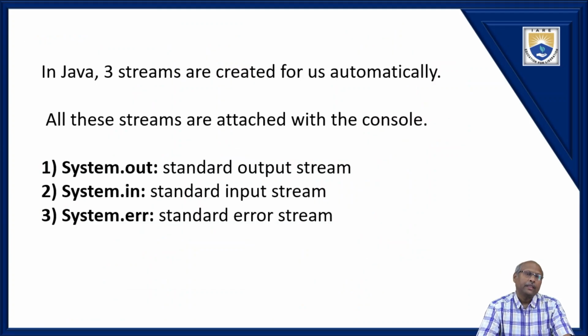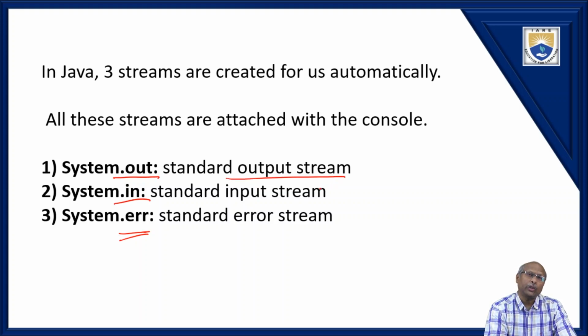And remember, in Java, 3 streams are created automatically for every program. As soon as you create a program, the program will be linked with 3 streams: one is output stream, next is input stream, one more is error stream. The output stream will allow you to write. If you want to display anything on the screen, you can use System.out. Similarly, if you want to read data from the console, you can use System.in.